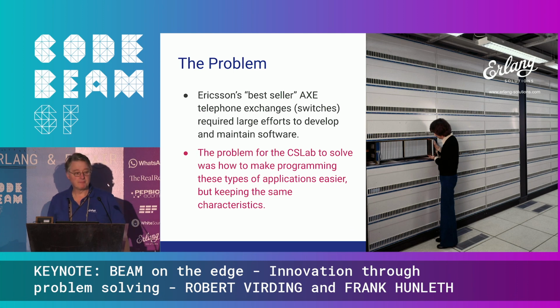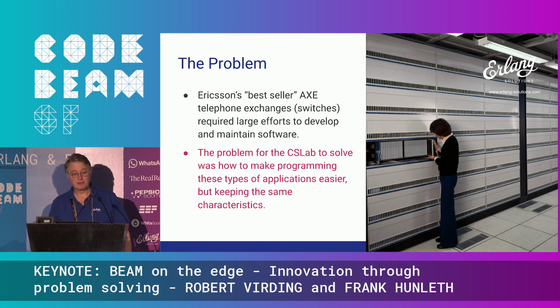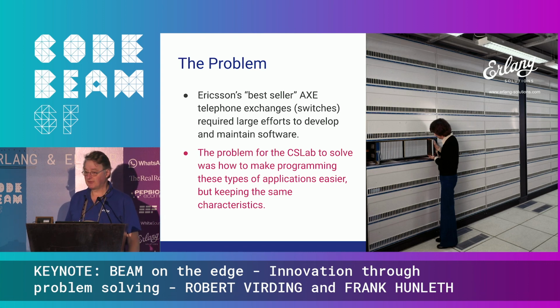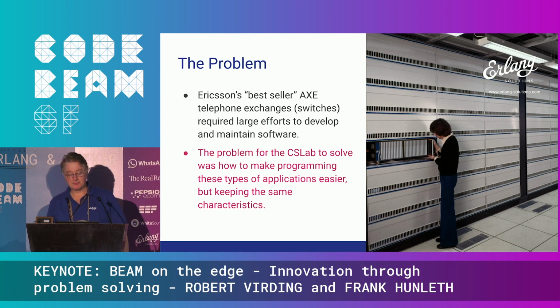Ericsson had a computer science lab. Now we're talking the 80s, and we were supposed to look at a number of things, amongst other things new technology, but also look at how we can solve the problem of making programming telecoms applications much easier. So Ericsson had the AXE switch, which was fantastic. It was very good. It brought them in a lot of money, but it was difficult to develop and maintain. One reason, of course, is Ericsson did everything, from the lowest level hardware to the highest level systems around that.